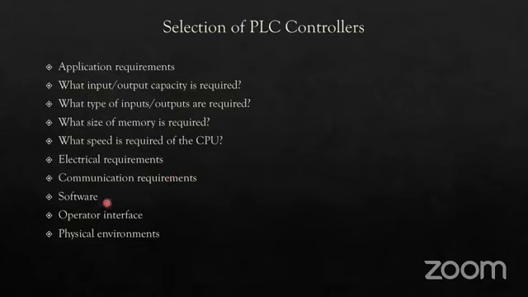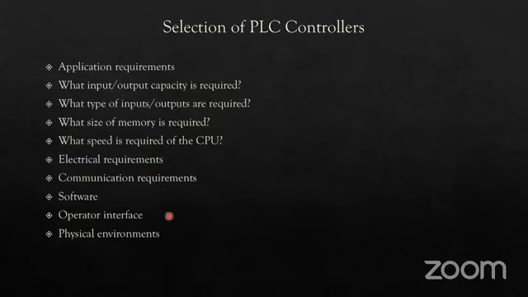Then there is software, which basically depends on the manufacturer nowadays. When you select a PLC, you can only use the software that is from the same manufacturer. If you have a Siemens PLC, you cannot program your controller in Schneider software or Rockwell software. You only have to use the Siemens software. So that is a software requirement.